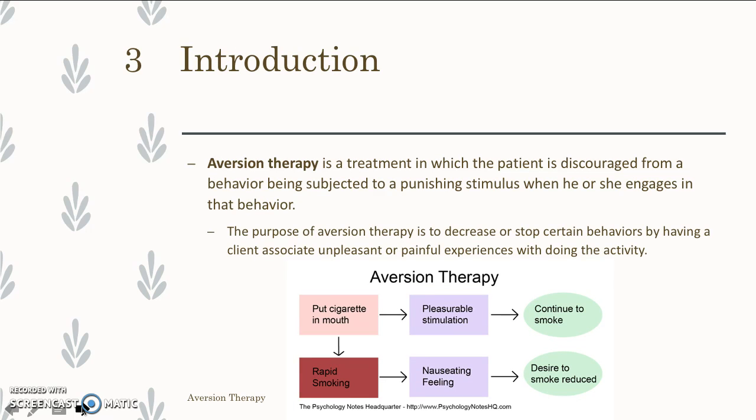Aversion therapy is a treatment in which the patient is discouraged from a behavior by being subjected to a punishing stimulus when he or she engages in that behavior. The purpose of aversion therapy is to decrease or stop certain behaviors by having a client associate unpleasant or painful experiences with doing the activity.